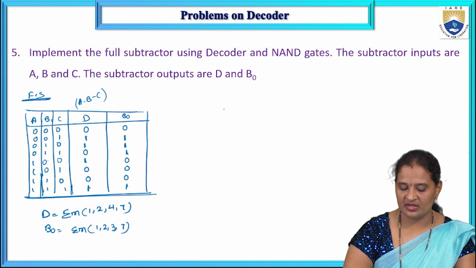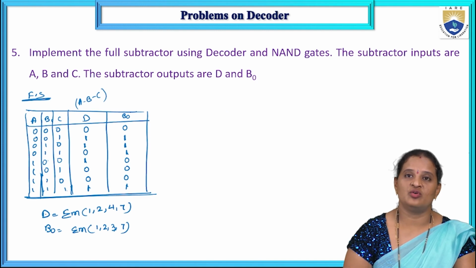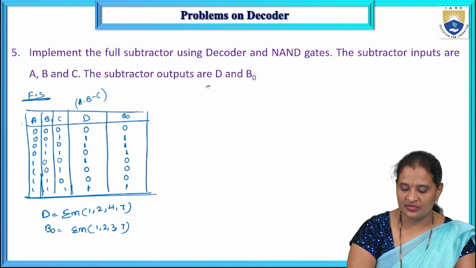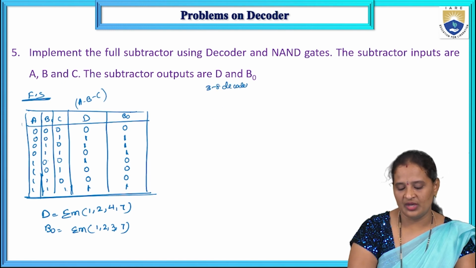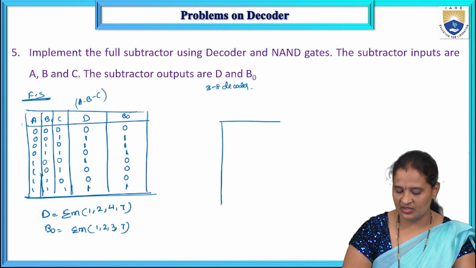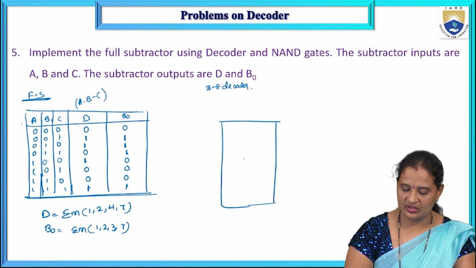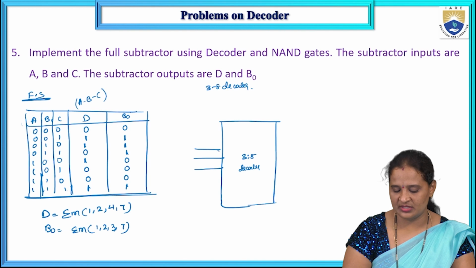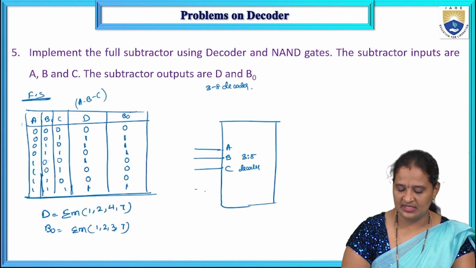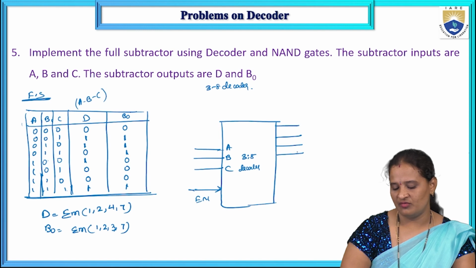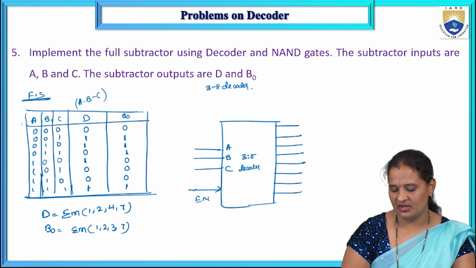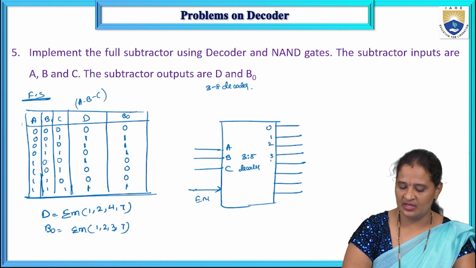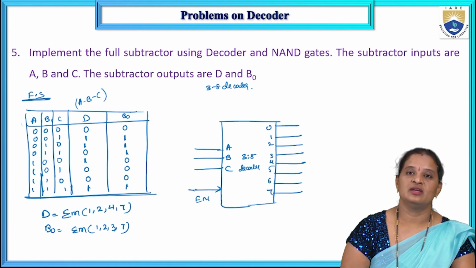Right? Now I want to implement this using a decoder. What is the size of decoder that I want to use? As we have 3 inputs here, 3 to 8 decoder I have to use. So now I am taking a 3 to 8 decoder, where we have 3 inputs. What are the 3 inputs? A, B, C, and 1 enable input. And we have 8 outputs, 0, 1, 2, 3, 4, 5, 6, 7, right? So this is a 3 to 8 decoder.